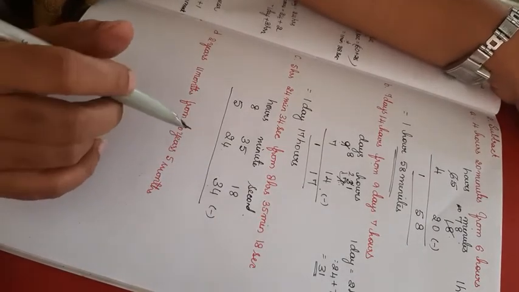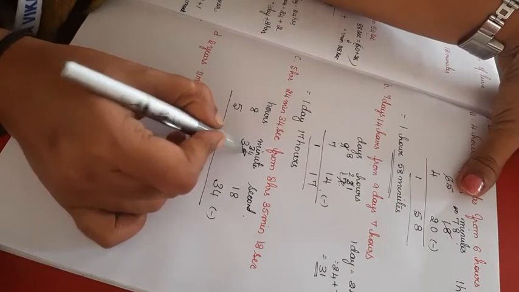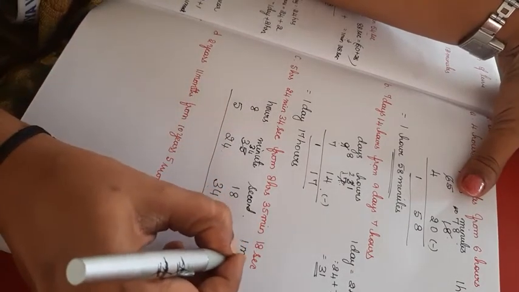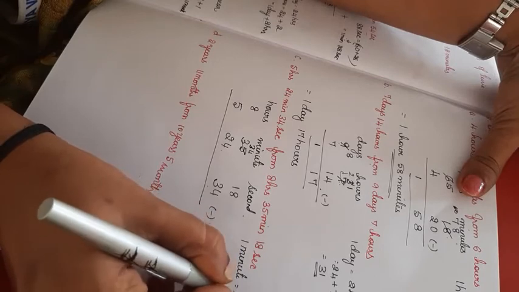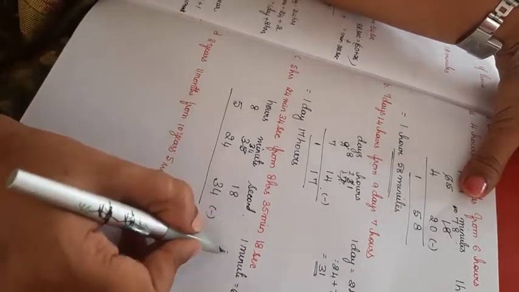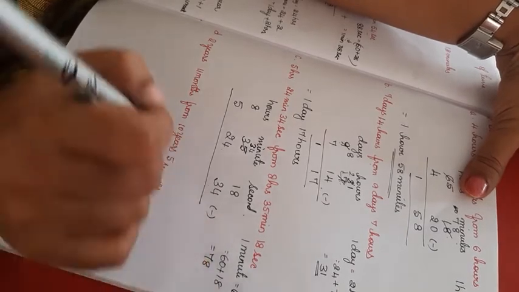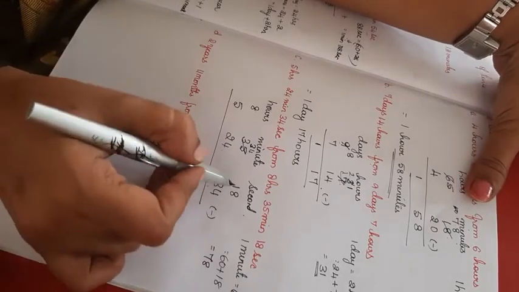Now, see here, can I subtract 34 from 18? No. So what I should take? I should borrow a minute from here. When I borrow, what it becomes? 34. But we know 1 minute equals how many seconds? 60 seconds. So already what it is here? 18. So 60 plus 18 will be equal to 78. So this becomes 78. Okay.